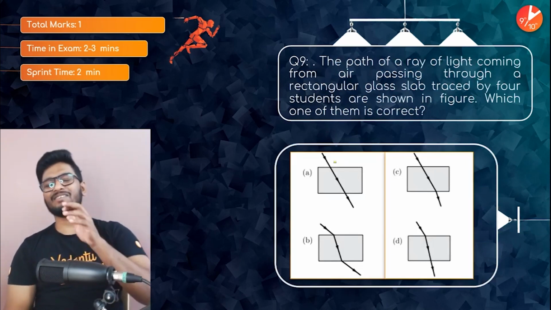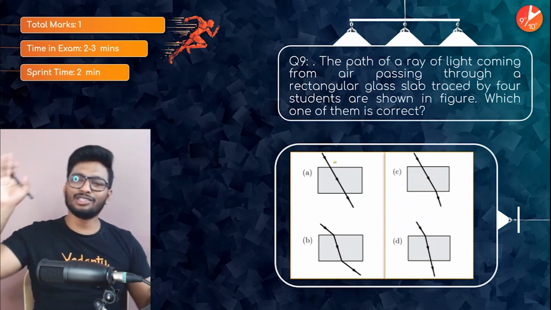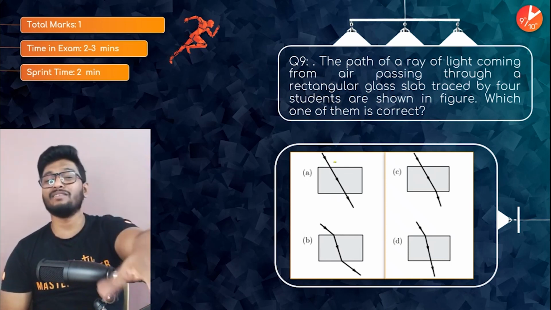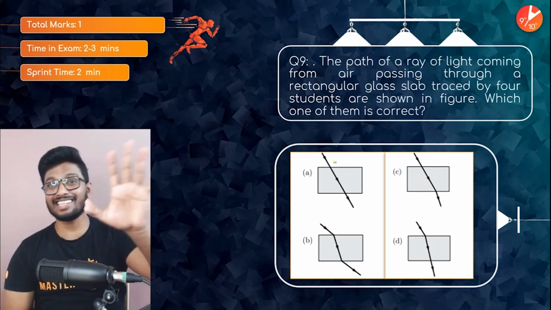Let's go on to the 9th question. Again, 2 to 3 minutes in your examinations. But this is sprinting, so let's do it in less than 2. I don't think you need even 2 minutes for this. This one requires 30 seconds. Not even 30 seconds. In 10 seconds you can figure out the answer.